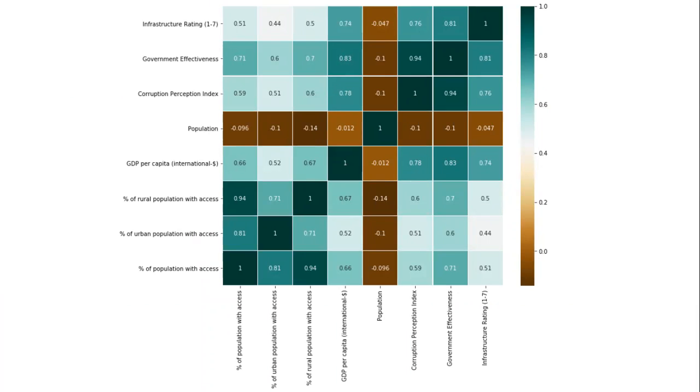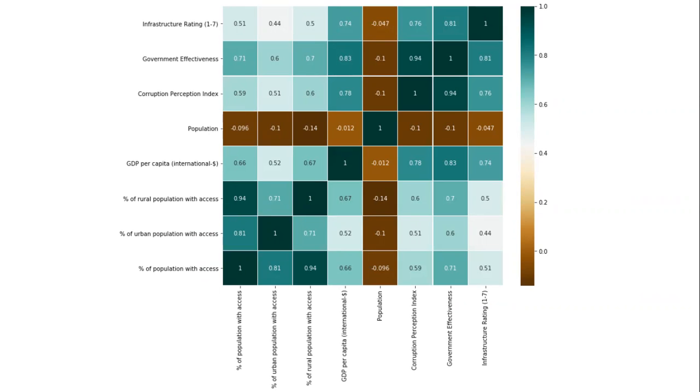In this correlation matrix, there are a lot of variables, but to break it down, we have percentage of total population with access to clean water, percentage of urban population, percentage of rural population, GDP per capita per country, population of the country, corruption perception index by the public of their government in the country, government effectiveness, and infrastructure rating of the country. In figure 6, we can see that a strong blue color means a higher correlation between the two variables.